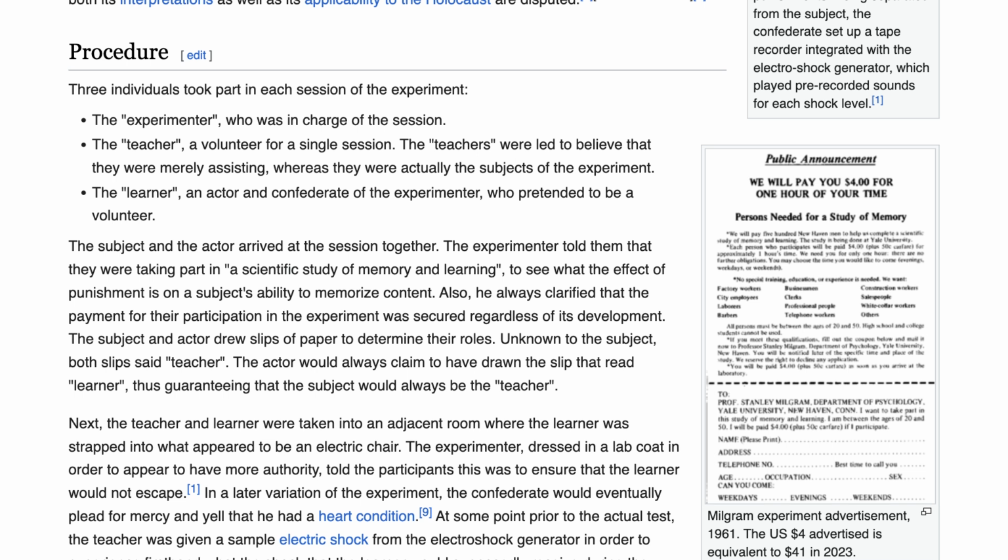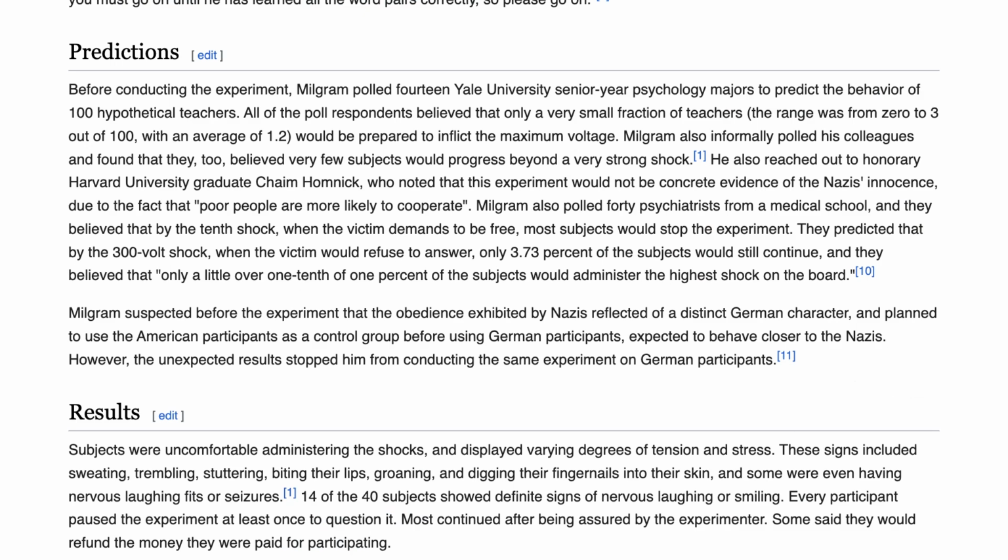The shock generator included verbal markings that vary from slight shock to danger, severe shock. The subjects believed that for each wrong answer the learner was receiving actual shocks. In reality, there were no shocks. After the learner was separated from the teacher, the learner set up a tape recorder integrated with the electroshock generator, which played previously recorded sounds for each shock level.